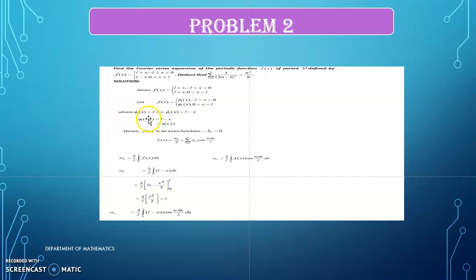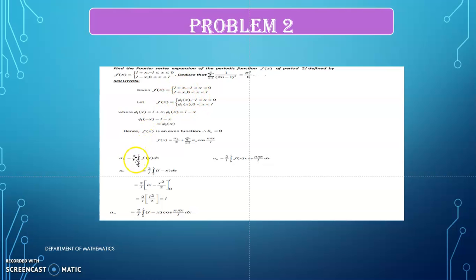Here consider phi 1 of x is equal to L plus x, and phi 2 of x is equal to L minus x. Now in phi 1 of x replace x by minus x, so we get L minus x. This L minus x is nothing but phi 2 of x. So phi 1 of minus x equals phi 2 of x, which means the function is an even function. Even function means the b n value is equal to 0, and you take the limits from 0 to L. In 0 to L, what function do we have? L plus x.